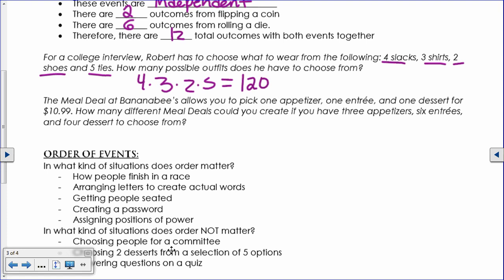Of all the options, of all the different ways you could choose stuff, if you multiply them all together, he could have a potential of 120 different unique outfits to choose from. Not all of them are going to be great, but he has that many options.